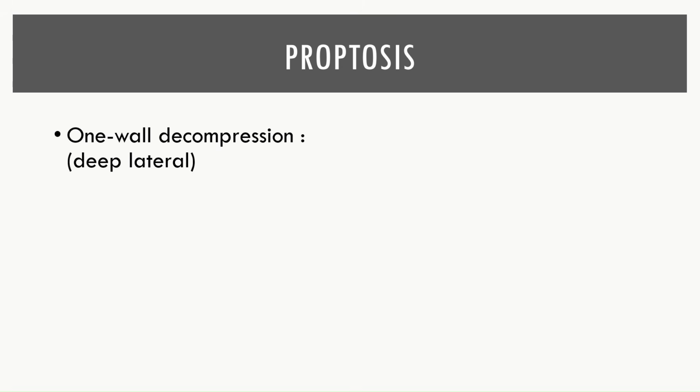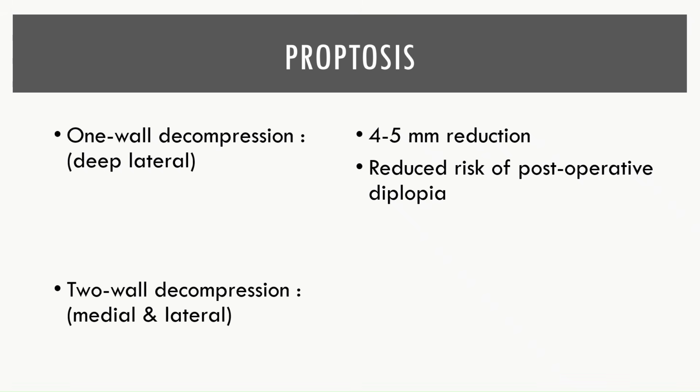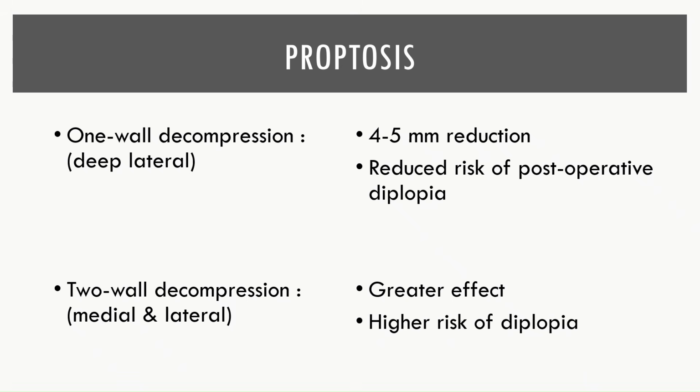One wall decompression involves removal of the deep lateral wall. It gives 4 to 5 mm reduction and a reduced risk of post-operative diplopia. Two-wall decompression involves removal of the medial and lateral wall. It gives a greater effect of reduction of proptosis, but a higher risk of diplopia.